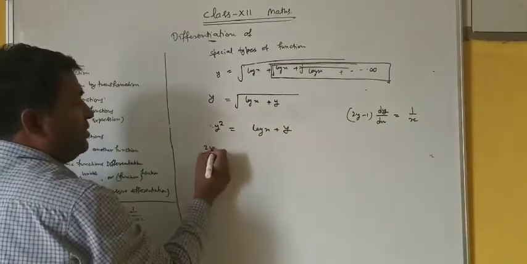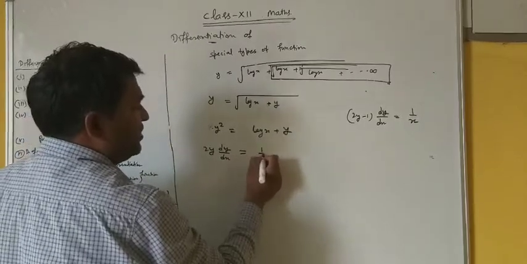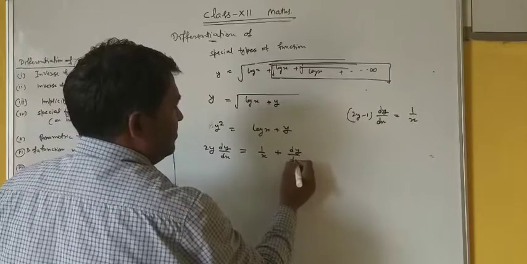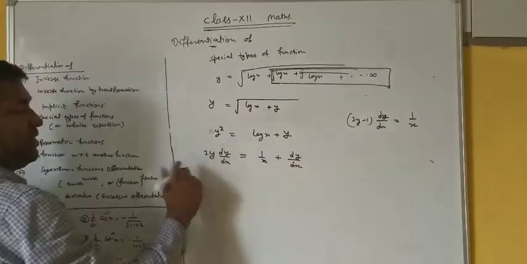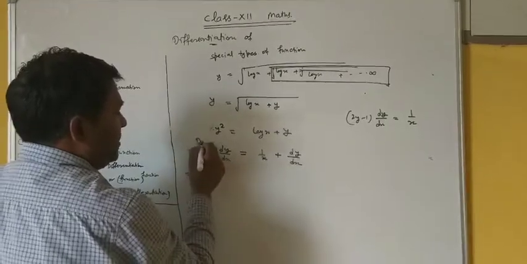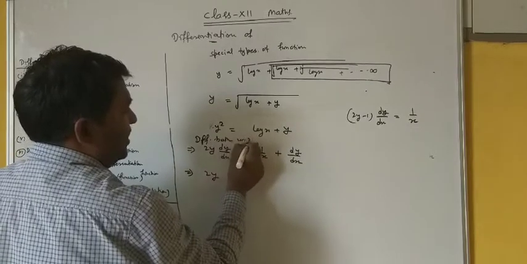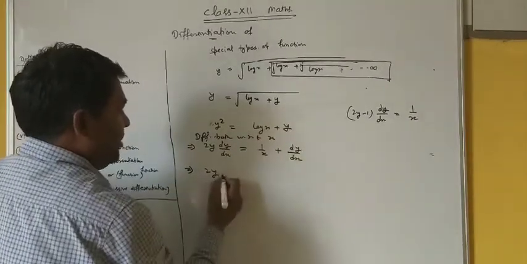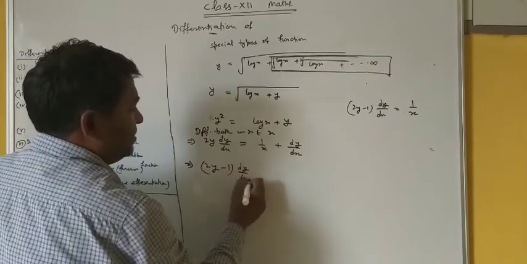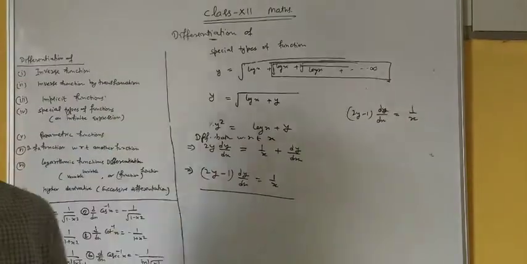Differentiating both of the sides with respect to x, 2y dy by dx is equal to, differentiation of log x is 1 by x, plus dy by dx. Taking dy by dx to the left hand side, what you get? So 2y minus 1, taking dy by dx common, it is 1 by x. So this has been proved.